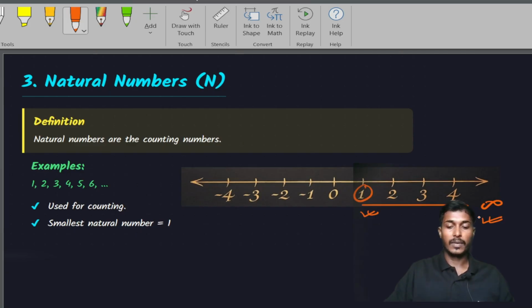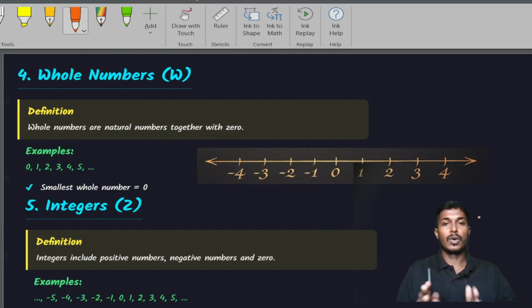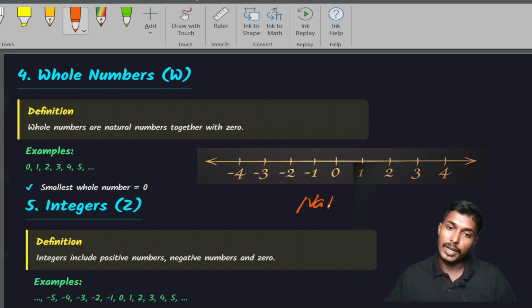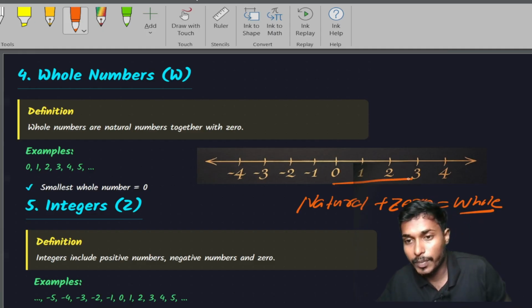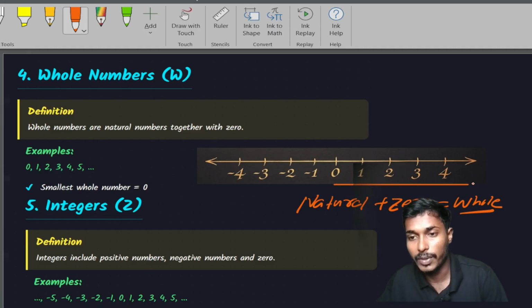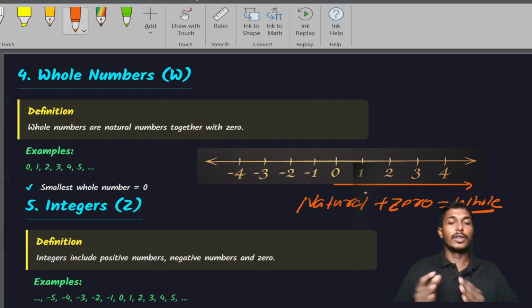Is that thing clear? Very good. Now let us talk about whole numbers. A whole number is nothing but a natural number with 0 added. Why is its name whole number? Its name is whole number because any number of this world can be framed by using a number from 0 to infinity. You can frame any number if we include 0.